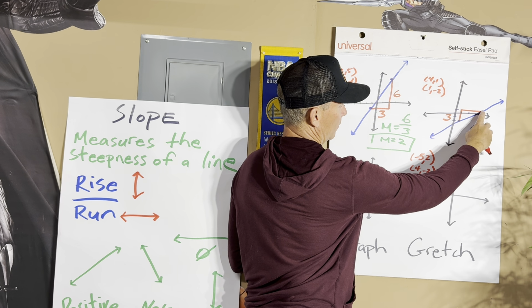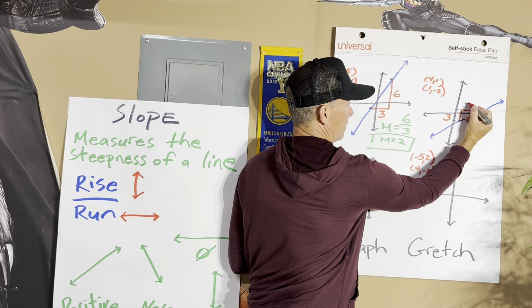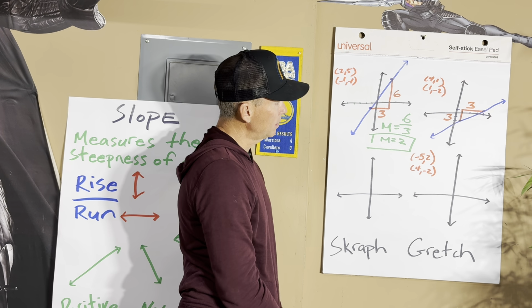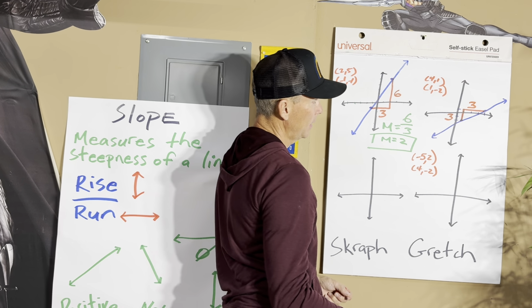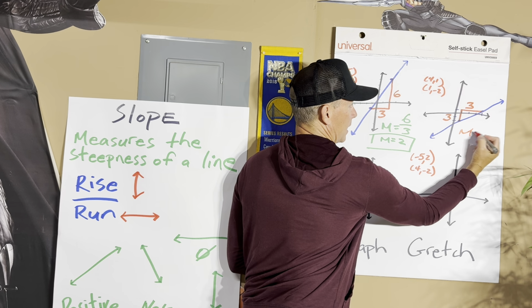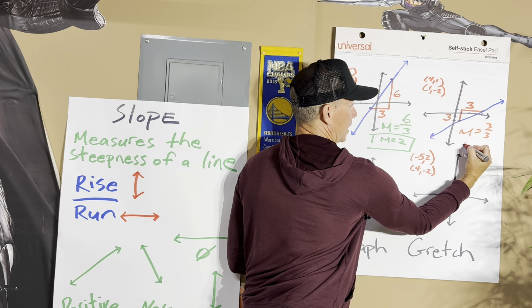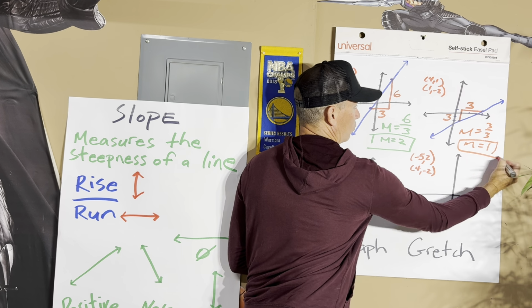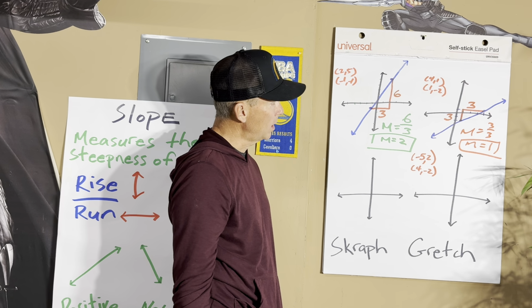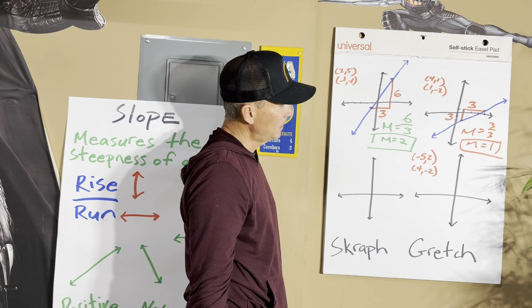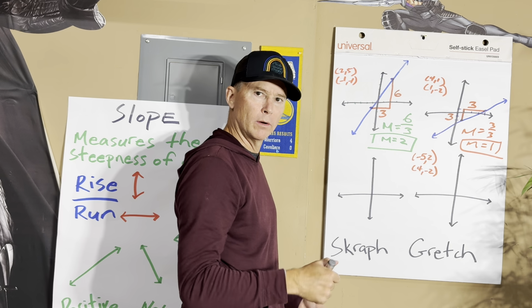So for here we went 1, 2, 3. So we rose 3 and we ran 3. So it's rise over run. The slope is 1 because 3 divided by 3 is 1. Like I said, if it's a whole number, you go ahead and make it a whole number.